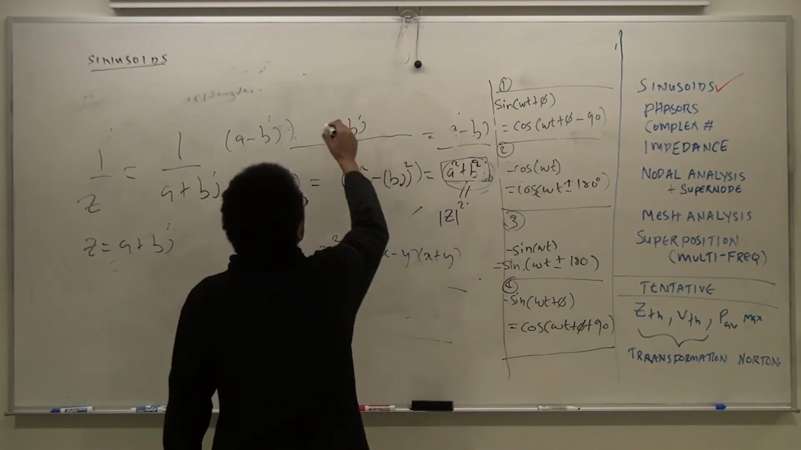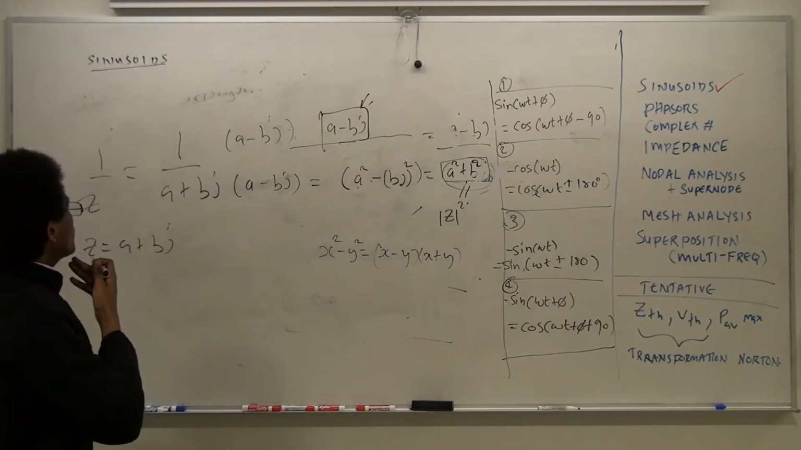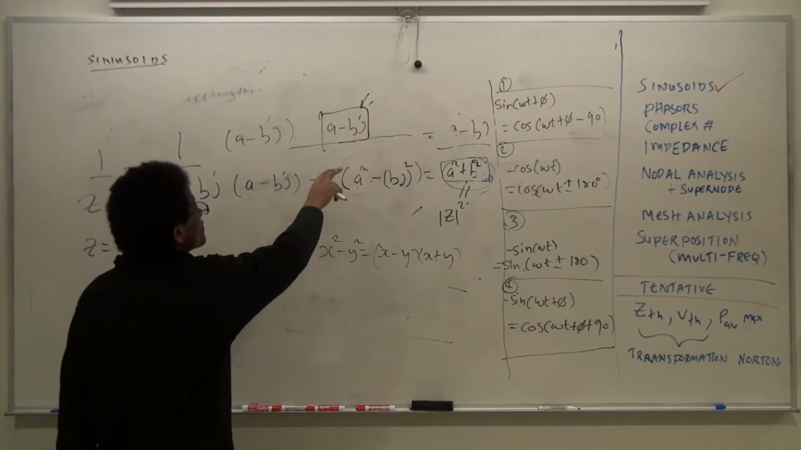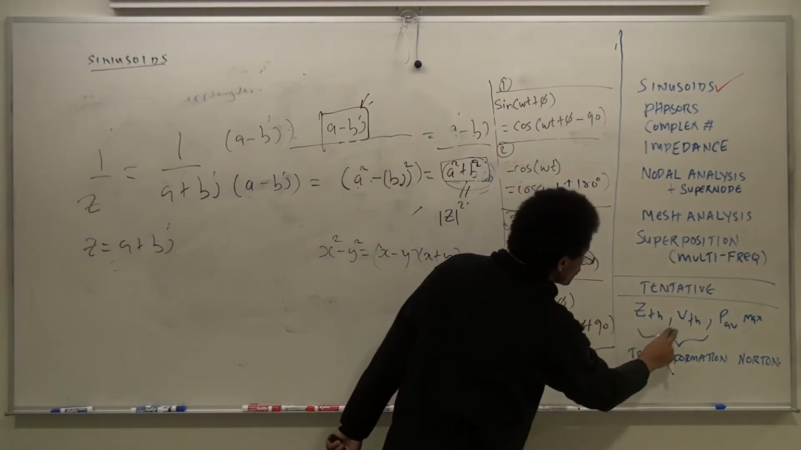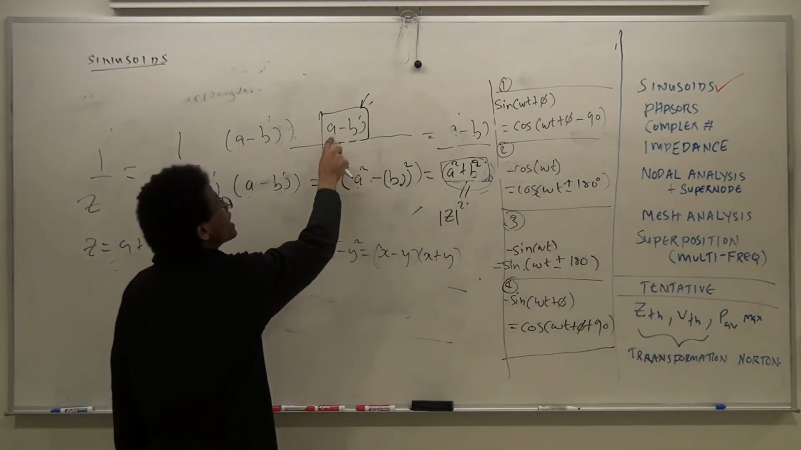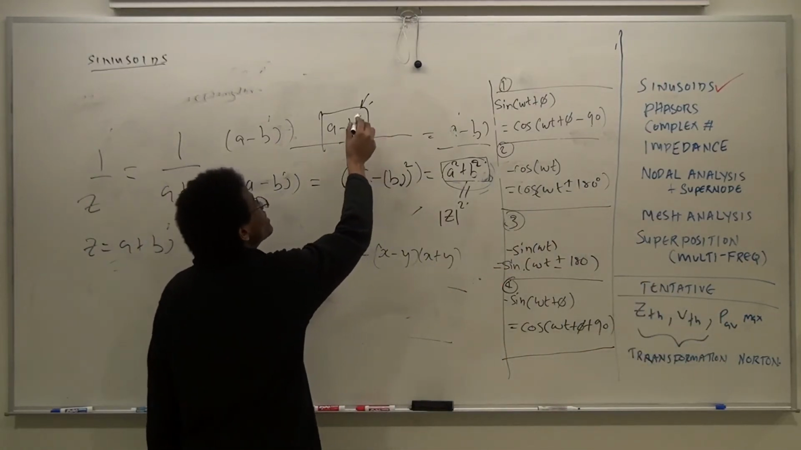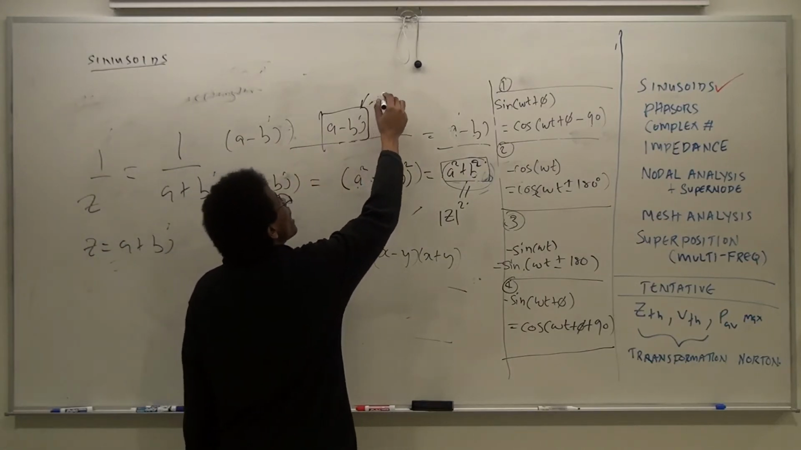Now, the question is, what's this? What's this guy? We haven't defined him. This is actually very significant, and it's useful to know what this is, because when you come down to the maximum power theorem, we'll find out that a minus bj means something with respect to a plus bj. A minus bj is called the conjugate.